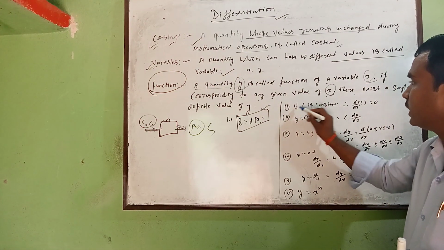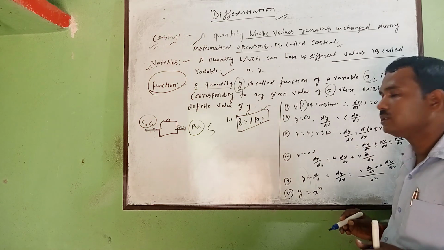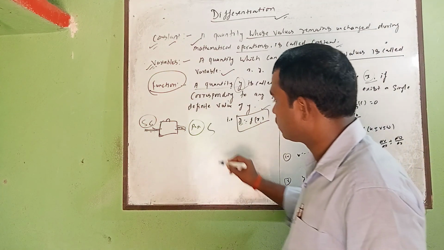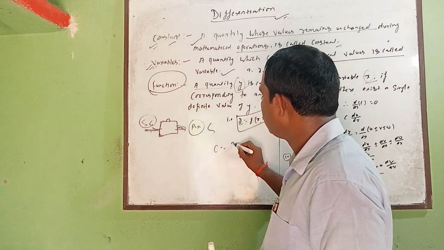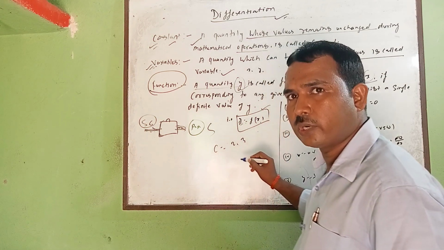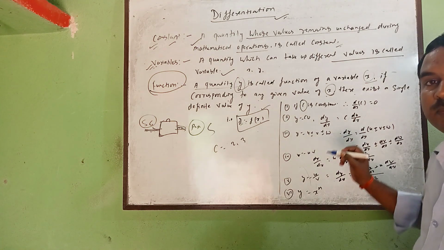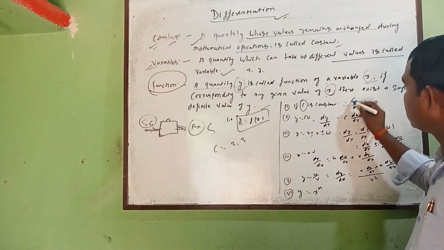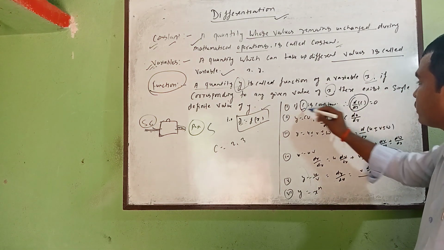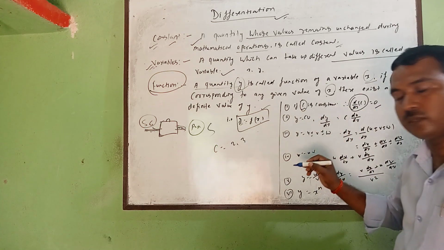First formula: suppose c is a constant, as I already told, that is c equal to maybe 2, 3, 4, anything. If you differentiate this, then the differentiation of the constant will always be 0.